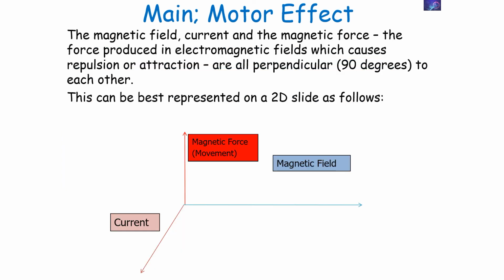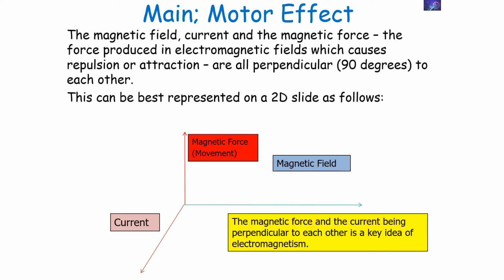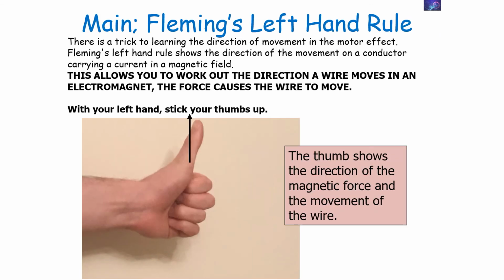So we can represent this idea of the magnetic force, the magnetic field, and the current with a particular picture. The magnetic force and the current being perpendicular to each other is a key idea of electromagnetism, and so is the idea that the magnetic force and the magnetic field are perpendicular to each other as well. We can use a trick in physics to work out the direction of the magnetic force acting on our electromagnet. This is called Fleming's left-hand rule. Fleming's left-hand rule shows the direction of movement on a conductor, or the direction of the magnetic force due to a current carrying wire being placed inside a magnetic field.